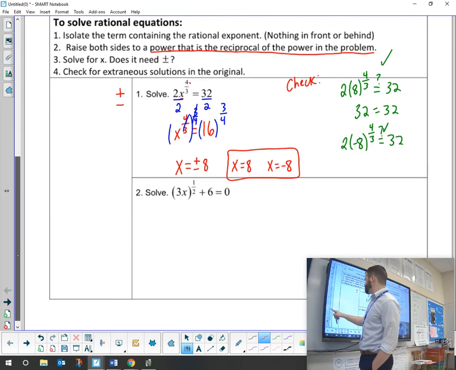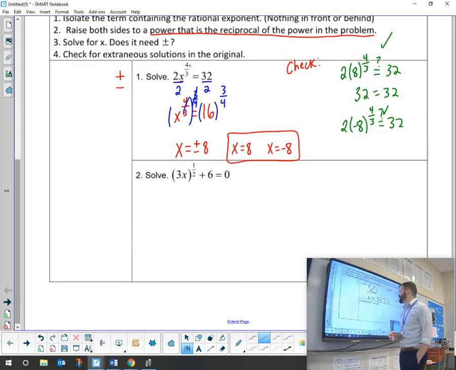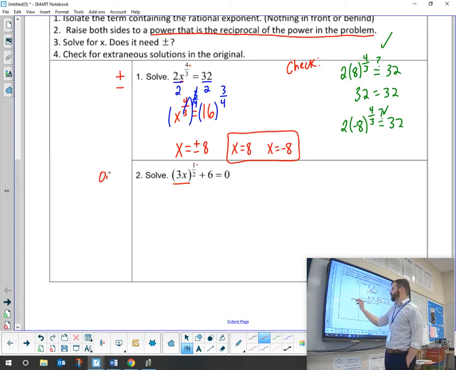Let's take a look at number 2. So number 2, we have 3x to the 1/2 plus 6 equals 0. Well, we're going to start off, we get the portion that's being raised to the exponent by itself, and we're going to check my top. And the top is odd. 1 is an odd number, so we're just going to get one answer on this problem.